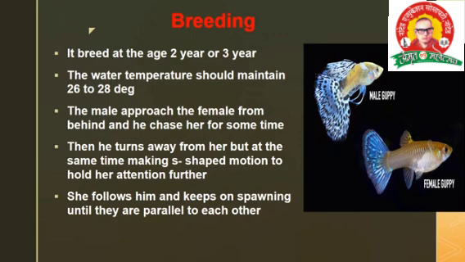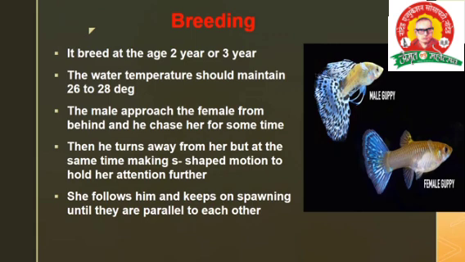Guppy is very easy to breed. The interesting thing about guppy courtship is that the male performs the major role. When the male attracts the female in front of him, the male performs the major role. The male approaches the female from behind and chases her for some time. This is the breeding process of male and female.